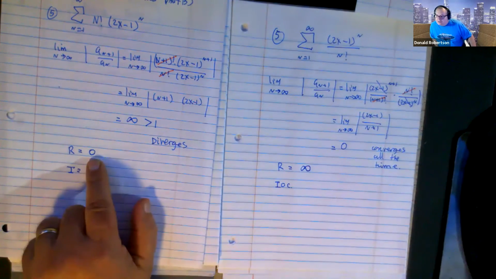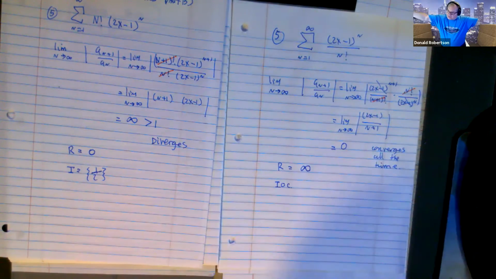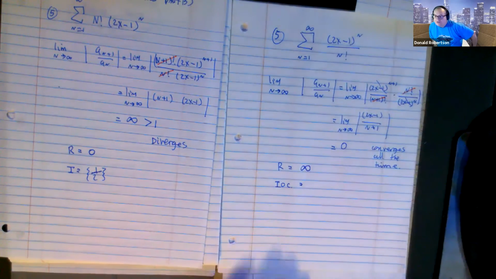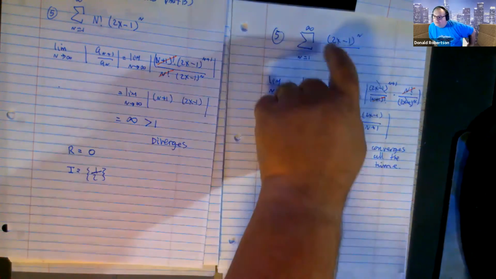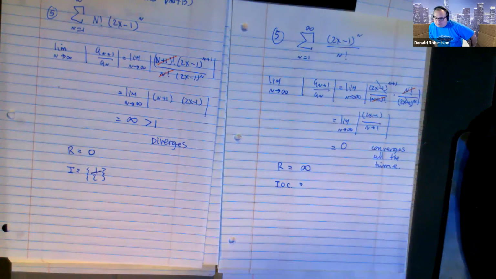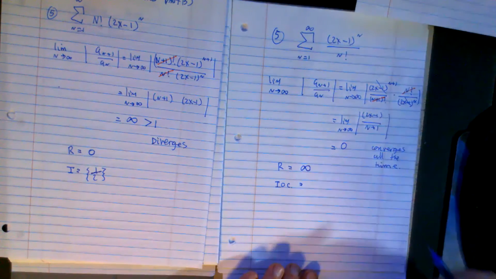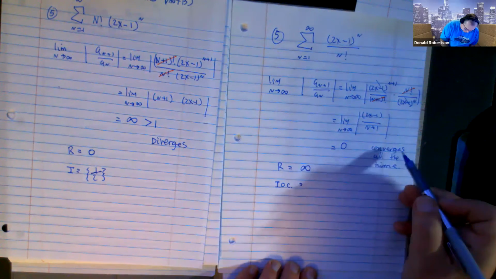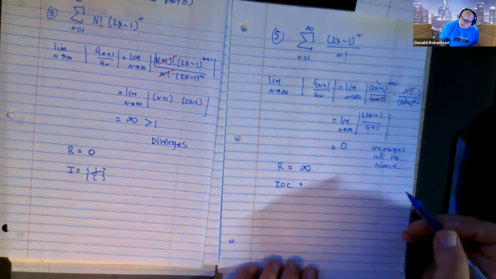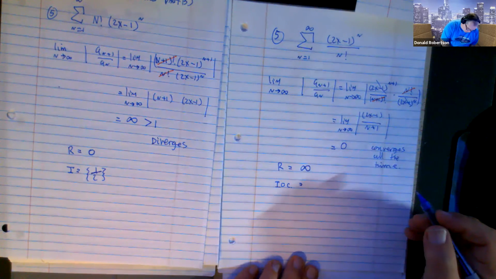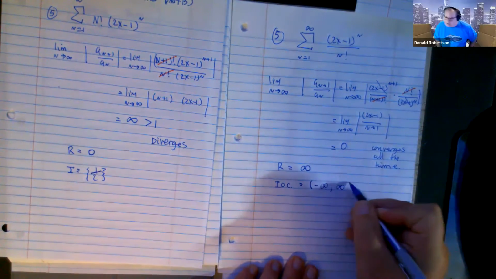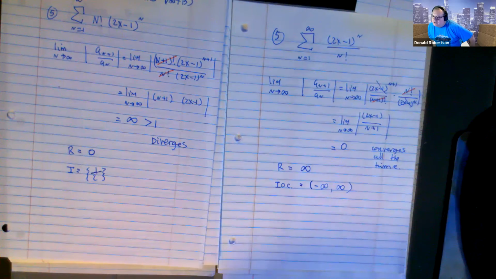Do you see it's different from this one? It's the exact opposite. The R is forever, right? Any value you like. And what do you think the interval of convergence is? That's the values of x where this series actually converges. What do you think it should be? If something converges all the time, what values of x would that be? Negative infinity to positive infinity. And that is the second special case, right?